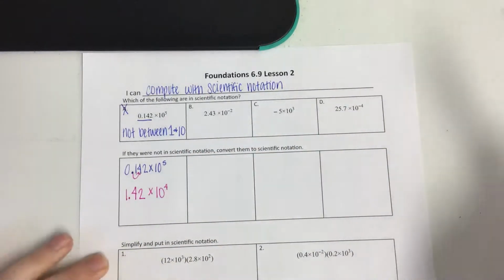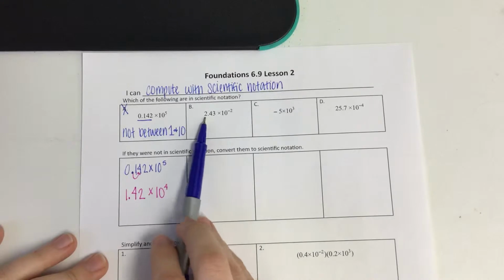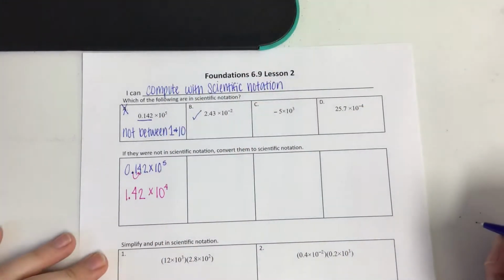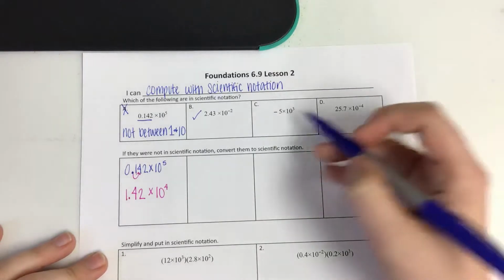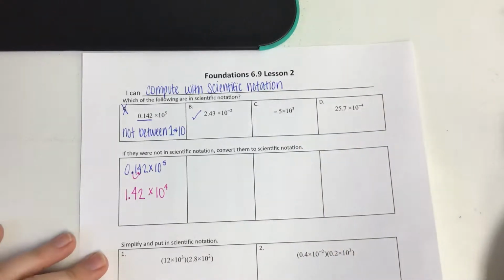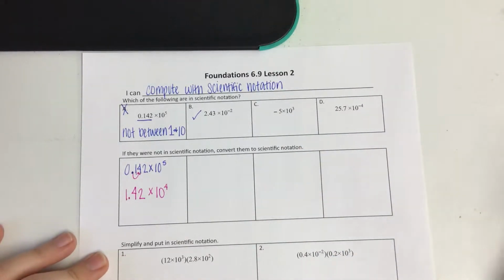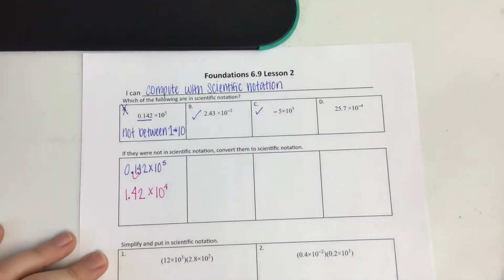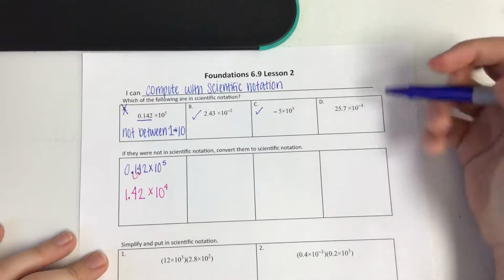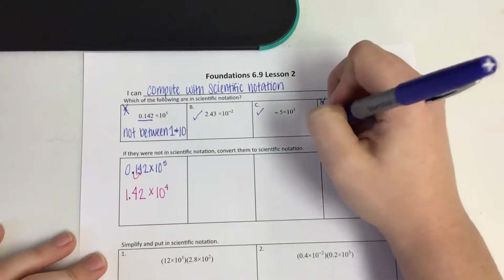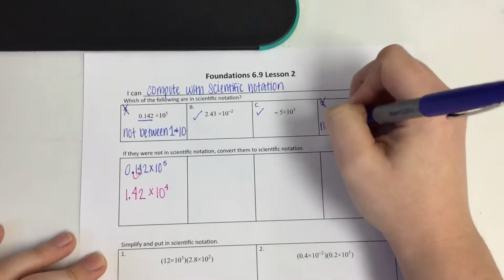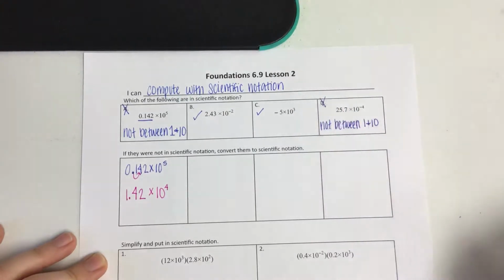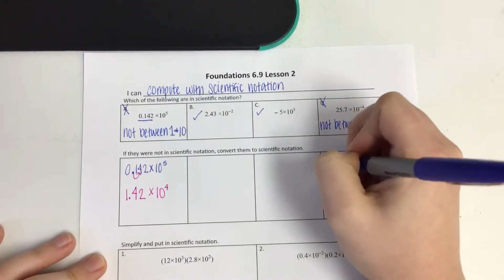Okay, so looking at letter B, my first number is in between 1 and 10. It's times 10 to a power. This is in scientific notation. Letter C, -5 is in between -1 and -10, so that's fine. Times 10 to a power. This is also scientific notation. The letter D, 25.7 is not between 1 and 10. So we do need to change that.